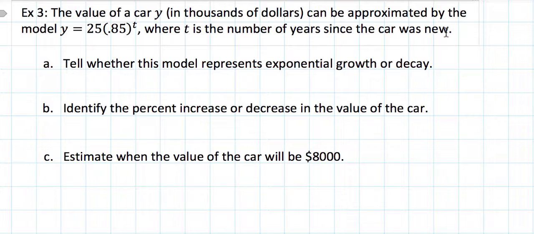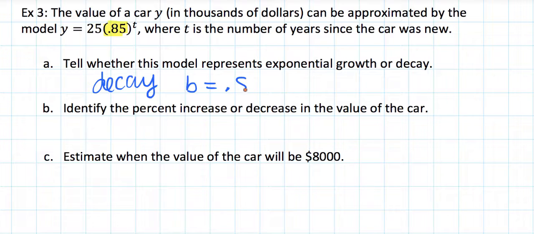But just looking at the model, you'll notice when it asks in part A whether this is growth or decay, this is clearly a decay model because of the b value in the exponential function. The b value is between 0 and 1. So that's how we know that this is a decay model.